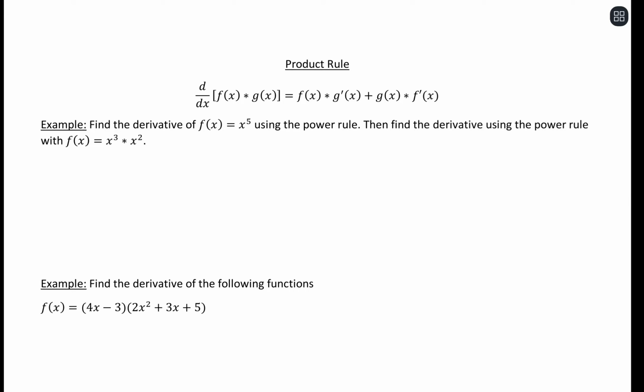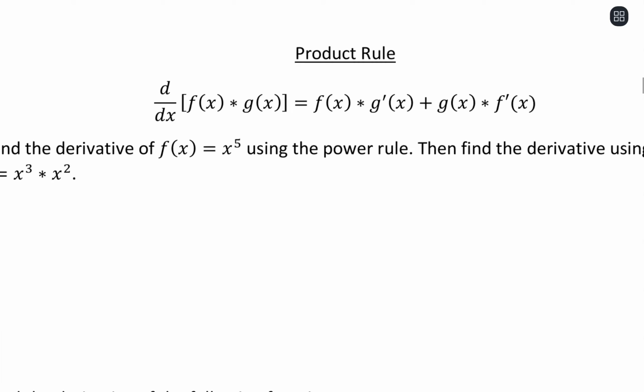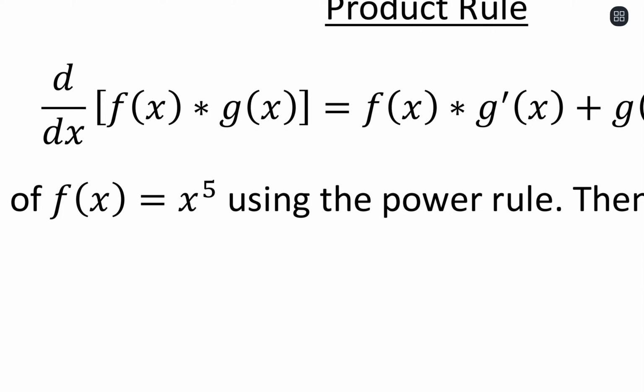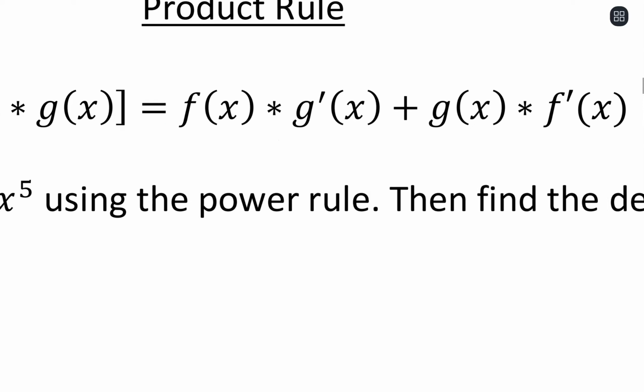So what if we have functions that are multiplying together? Our product rule tells us that if we want to take the derivative of this first and second function multiplying together, we take the first function times the derivative of the second plus the second function times the derivative of the first. Order doesn't really matter here, but I just kind of keep that theme in my head.